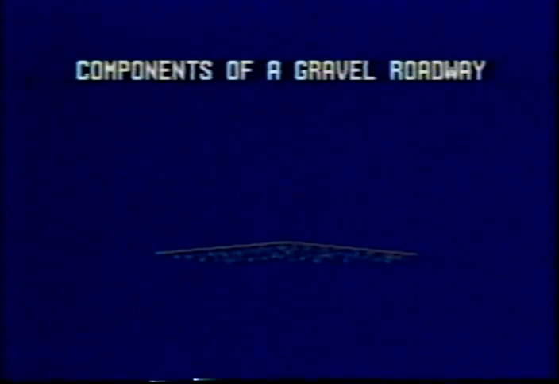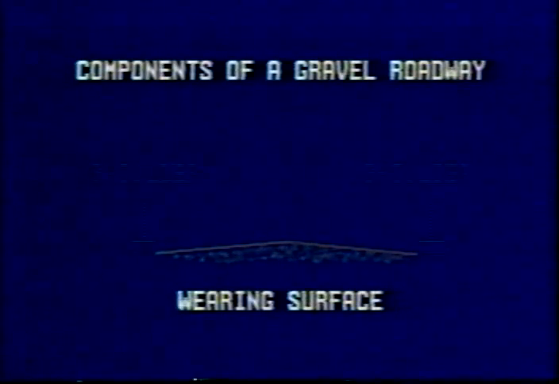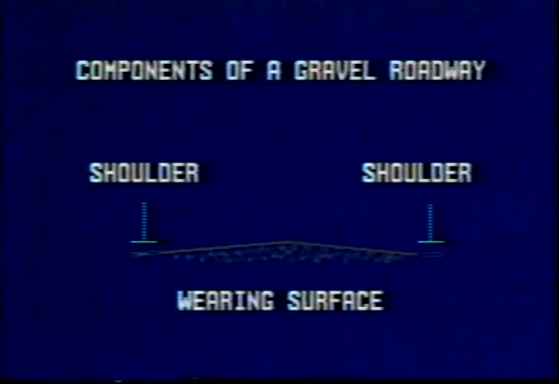First, let's look at the various components of a roadway. A typical roadway consists of a wearing surface, a shoulder, and a ditch.